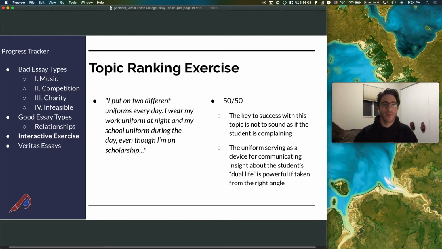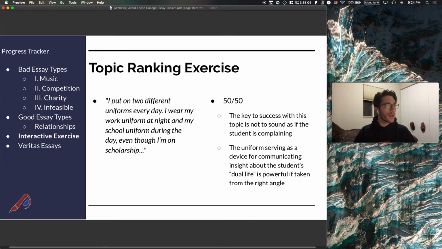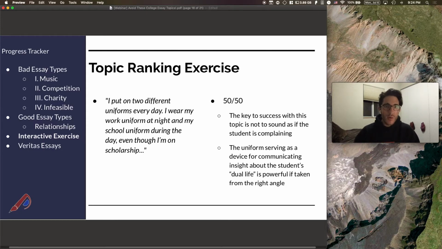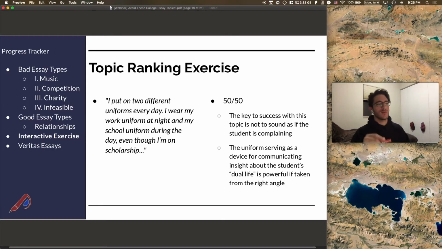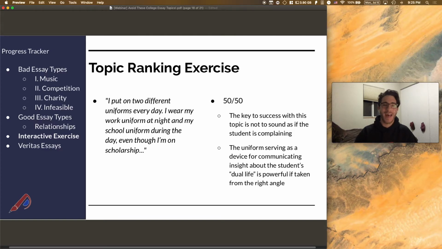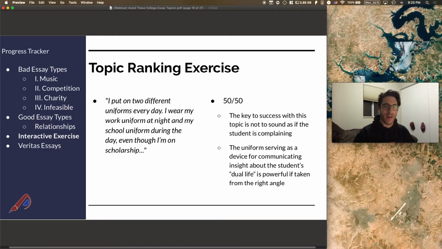Next topic. I put on 2 different uniforms every day. I wear my work uniform at night and my school uniform during the day, even though I'm on full scholarship. So this essay, we went with 50-50. The key to succeeding here is to not make the students sound like they're complaining about their predicament. Essays that are complaining in nature, while it might be valid, don't come across as mature or as well prepared. It seems a bit like venting.